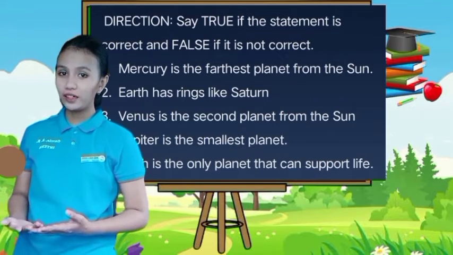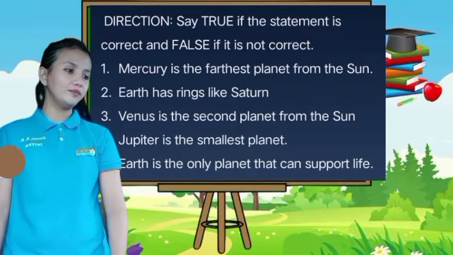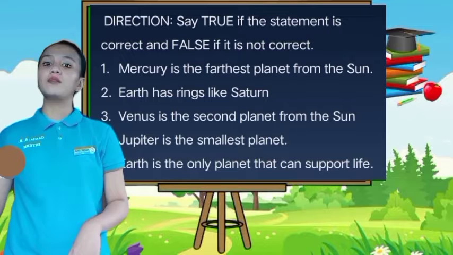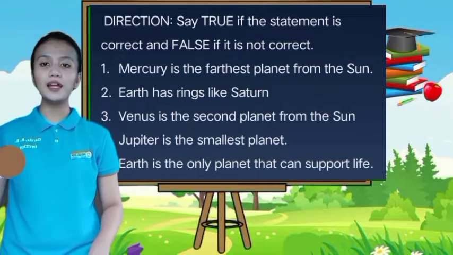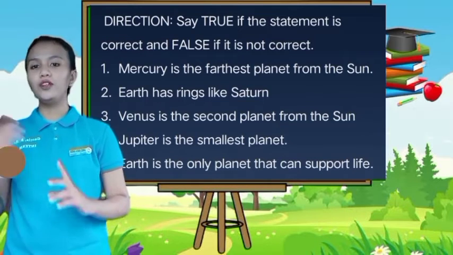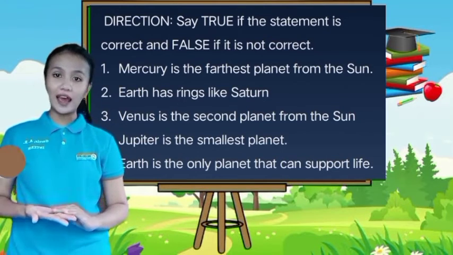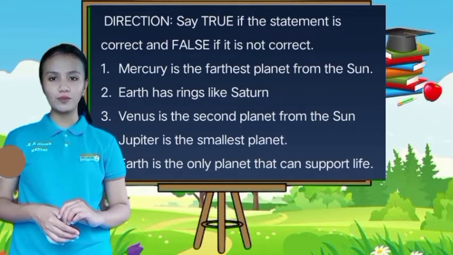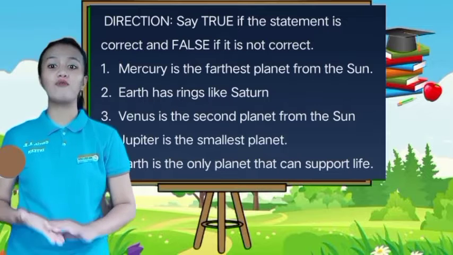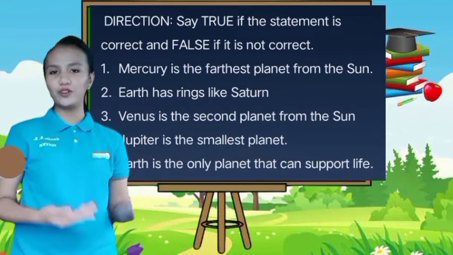Mercury is the farthest planet from the sun. It is true or false? Yes, Joel? Very good. It is false because what is the farthest planet from the sun? Very good. It's Neptune. So, number 2, let's answer. Earth has rings like Saturn. It is true or false? Yes, Anna? Very good. It is false because Earth has no rings like Saturn.